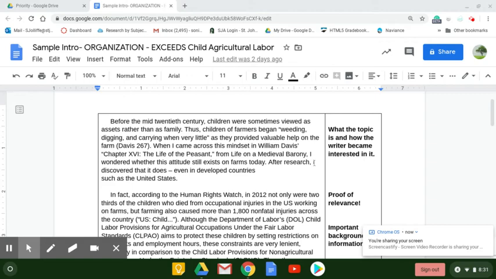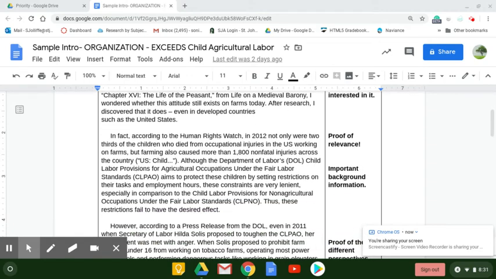The second paragraph of this is giving proof of the relevance of the topic by talking about the number of children killed or injured while working on farms. The paragraph also provides important background information by establishing the Department of Labor and the laws guiding labor of children both on farms and in non-agricultural occupations. By establishing those acronyms and what they stand for, the writer will be able to employ them throughout the rest of the paper.